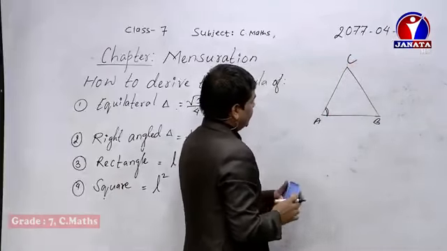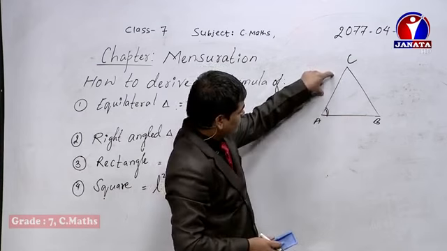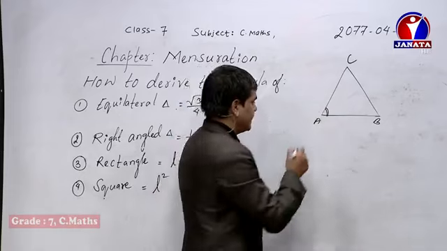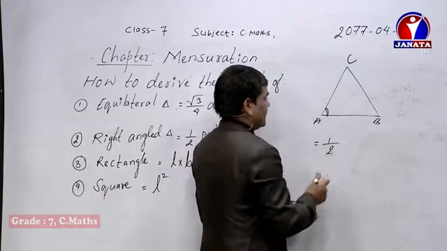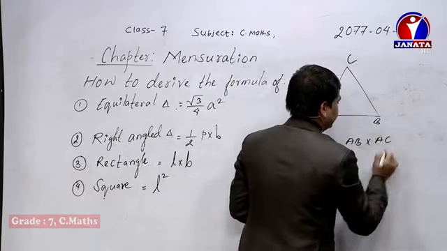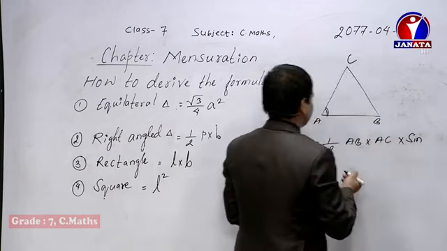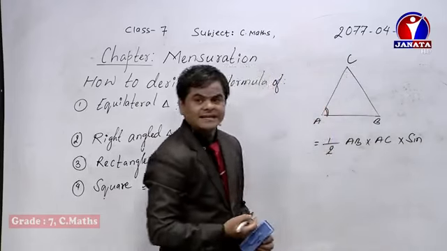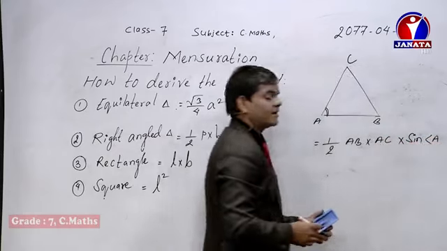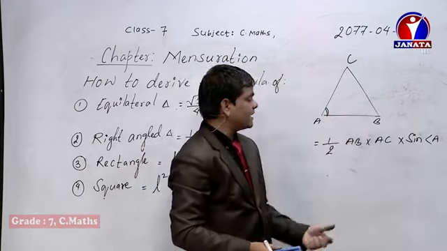Now, look at the angle, and the product of the adjacent sides to that angle we need to take. It means 1 by 2, one side is AB, so AB into another side AC, and the middle angle, in terms of sine, we use sine. How many degrees? Here no degree is mentioned, so at that time you can write it as angle A. At any cost we need to use the middle angle. So this is the formula of a general triangle having one angle.